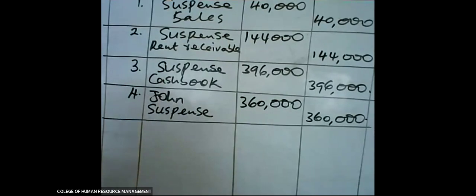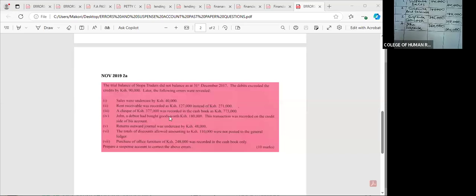If, for example, they say that a transaction like this, number 3, maybe you are told a check of 377,000 from Peter was recorded in the books as 773. Then you need to know that it is going to affect the bank and Peter, because when it is talking about books, it means both of them. But when it stresses one account, just deal with that one account. And when it is one account that is being affected, then you'll have to bring in the suspense account.